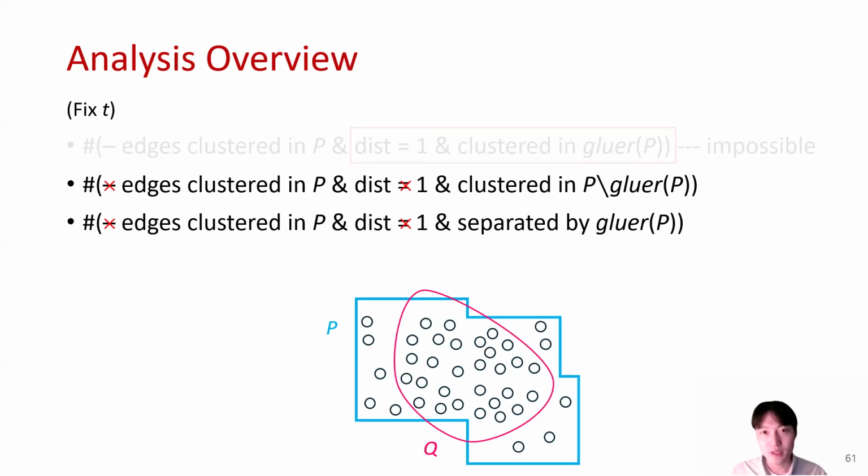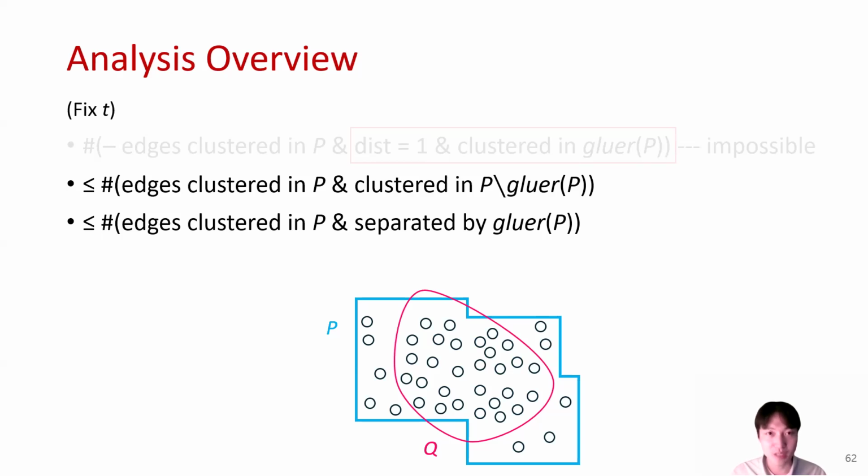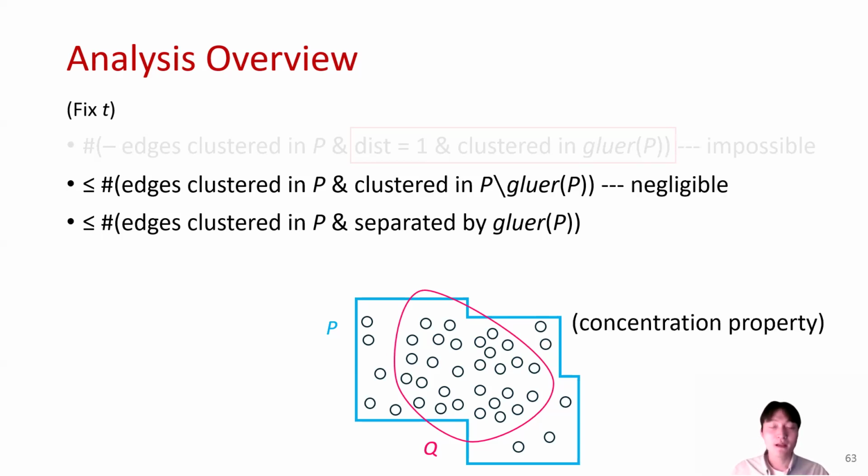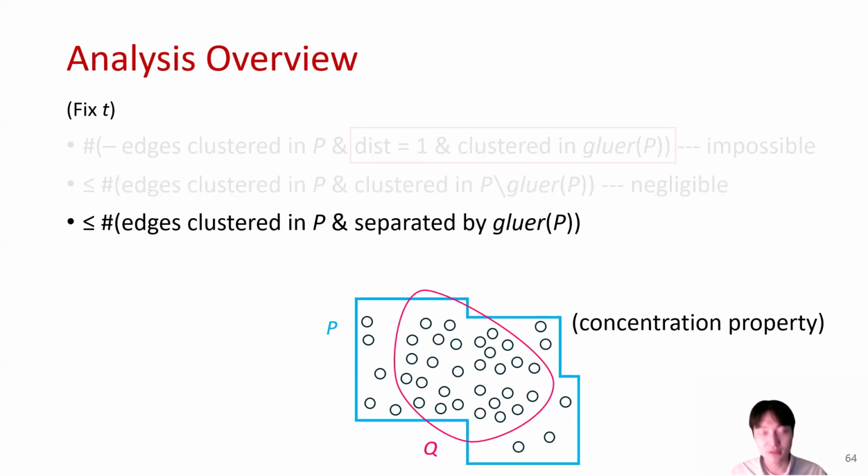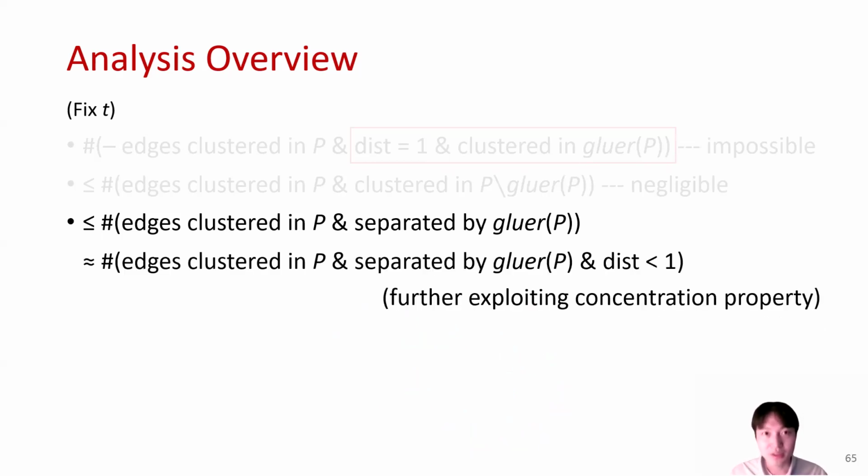We give a trivial upper bound by considering all edges with any distance instead of minus edges with distance 1, which can be written as such. And note that the number of the second and the third type of edges are dominated by the third type of edges due to the concentration property. So we focus on bounding the third type. By further exploiting the concentration property, we could show that most of the edges of this type have distance less than 1.